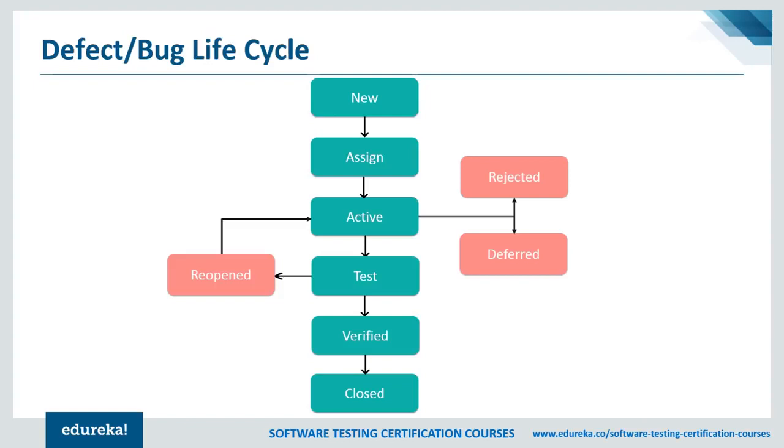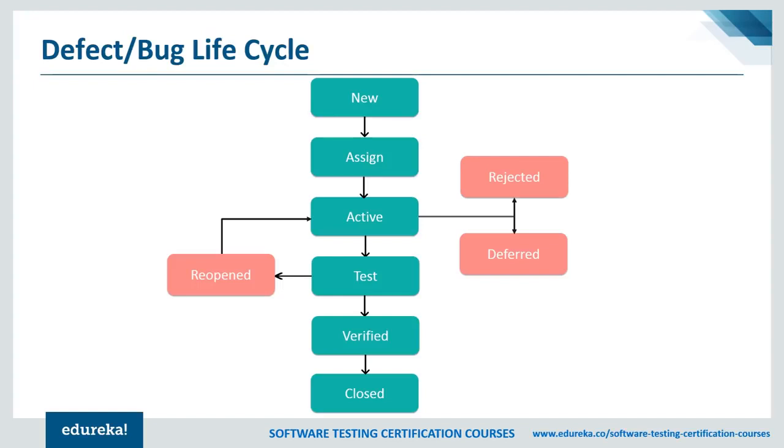Then the state of the bug is changed to rejected. Deferred state indicates the bug is expected to be fixed in next releases. The reasons for changing the bug to this state have many factors. Some of them are that the priority of the bug may be low, lack of time for the release, or the bug may not have a major effect on the software. And that's the reason it is said to be deferred.